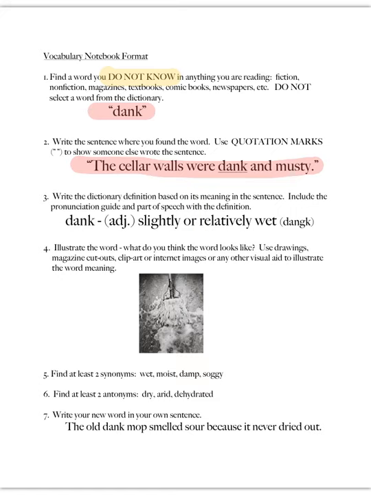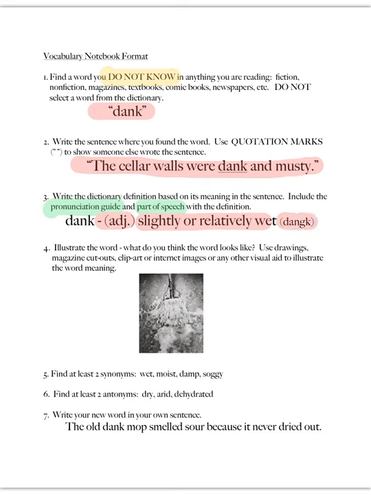We're going to write the dictionary definition based on its meaning in the sentence. So something about being dank and musty in a cellar. We have to include the pronunciation guide, which is how do you say the word, and the part of speech, which is how is the word used. Is it a noun, a verb, an adjective, etc. So here's the dictionary definition for dank. It's an adjective. It means slightly or relatively wet, and it's pronounced dank, dank.